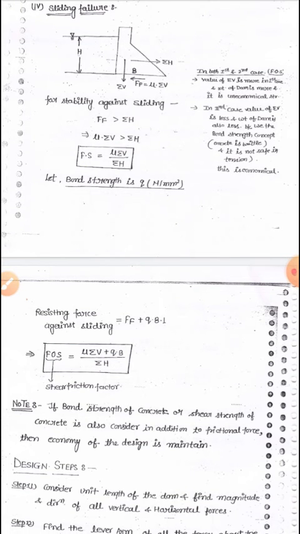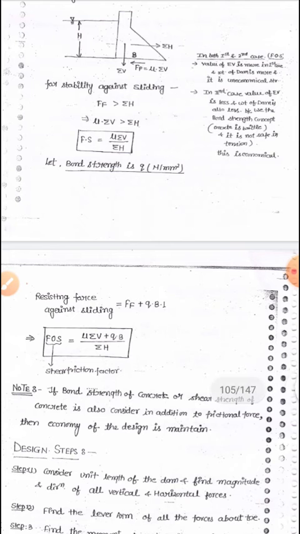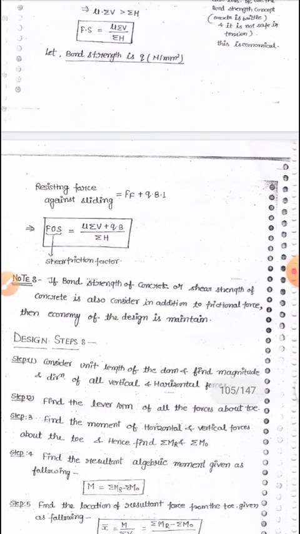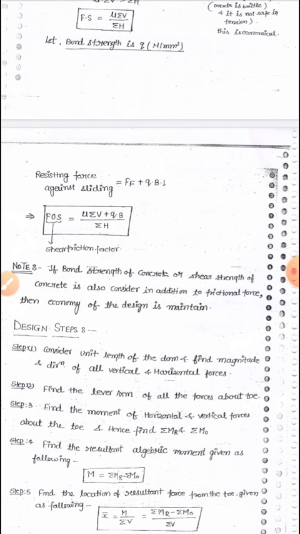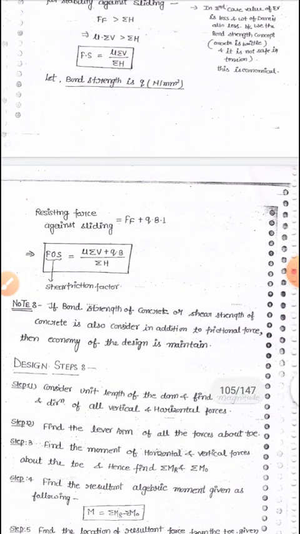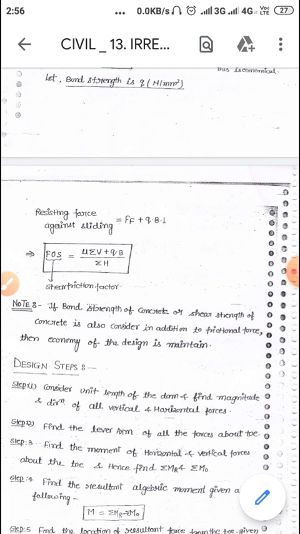And the factor of safety against sliding, in which shear strength is taken into account, FOS is equal to mu sigma V plus B into q upon sigma H, where B is the width of the joint, and q is the average cohesion or shear strength of the joint, and sigma V is the net vertical forces, and sigma H is the summation of the horizontal forces causing sliding.